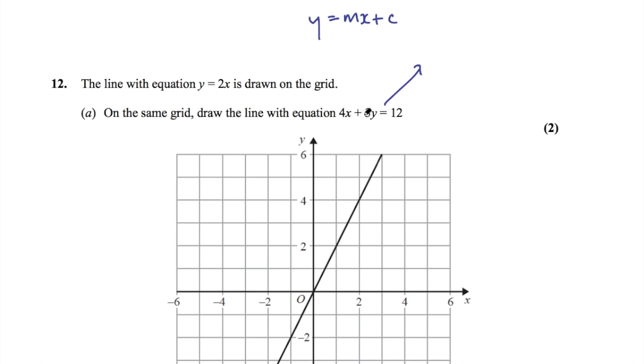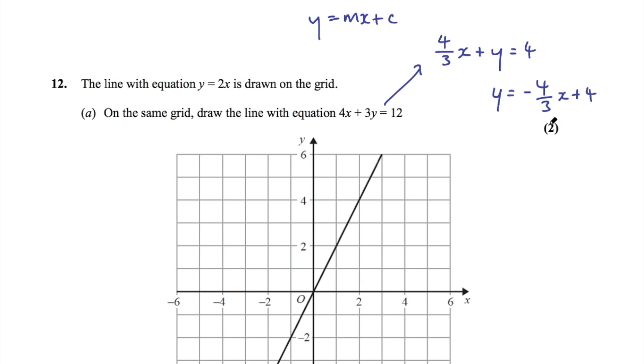So the first thing I'm going to do is to get rid of that coefficient of y, or in other words, divide everything by 3, so then I just have y by itself. So if I divide everything by 3 in this equation, I'll get 4/3 x + y = 4. And then, therefore y = -4/3 x + 4. Okay, so now it's in slope-intercept form.